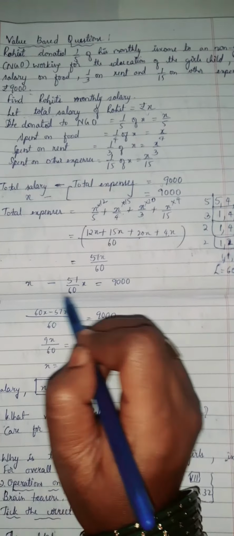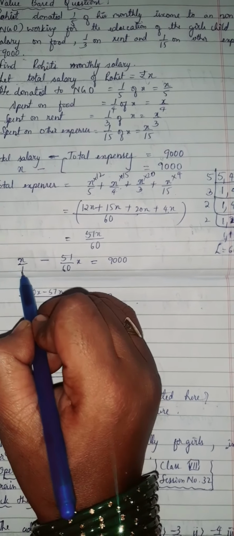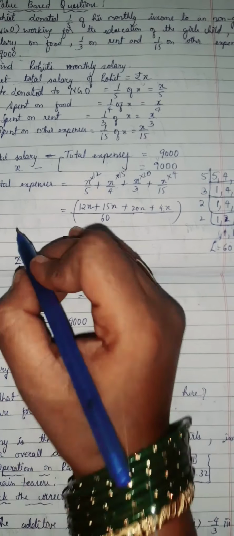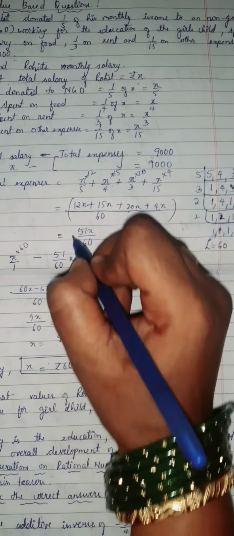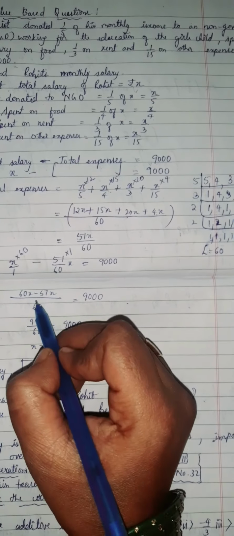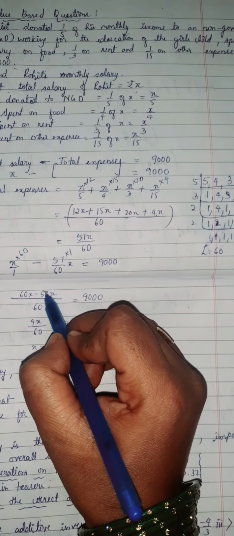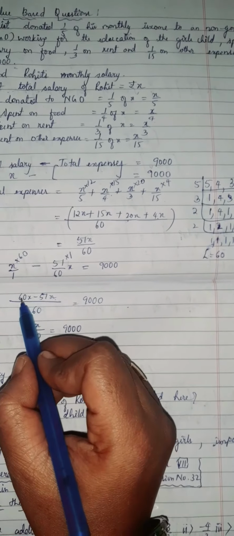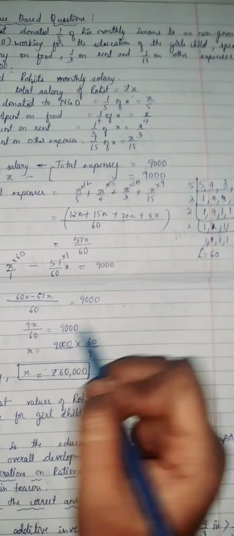Now we have to solve this equation for x. Children, x means nothing but x by 1. LCM again here is 60. 1 how many times is 60, children? 1 60s are 60. 60 how many times is 60? 60 ones are 60. 60 into x is 60x minus 51 into 1 is 51x, as it is, is equal to 9,000. 60x minus 51x is 9x divided by 60 is equal to 9,000.